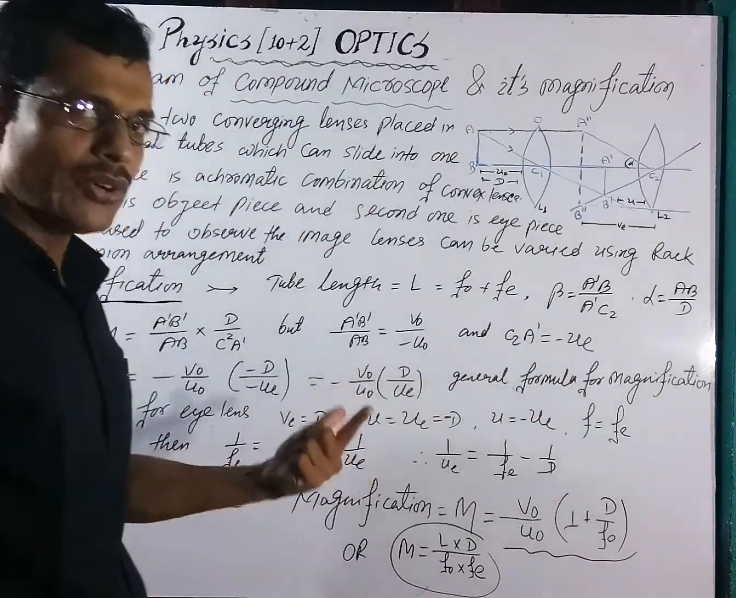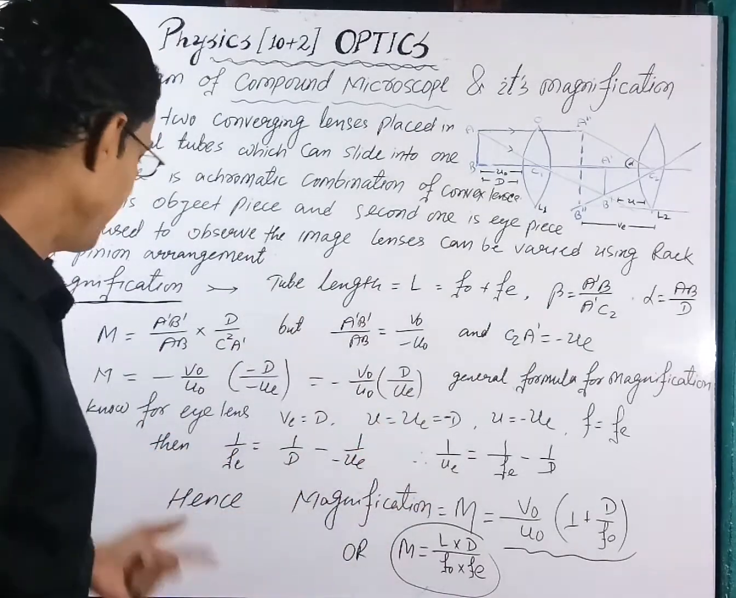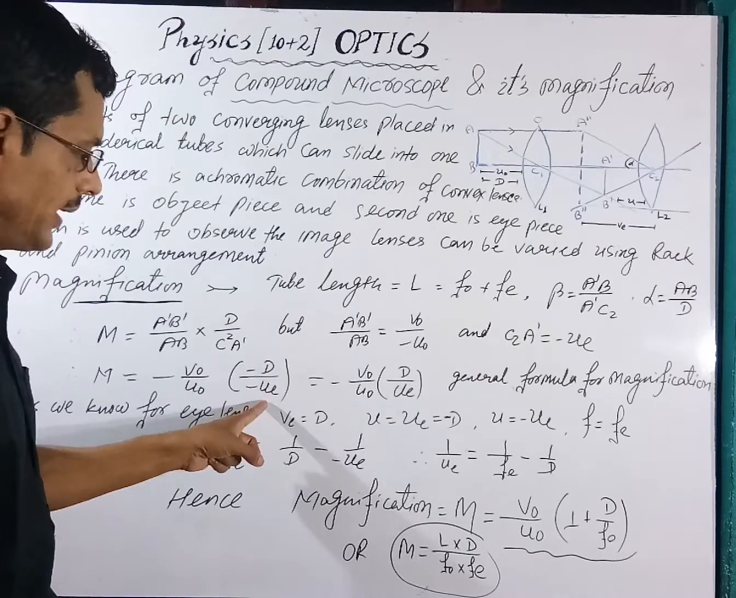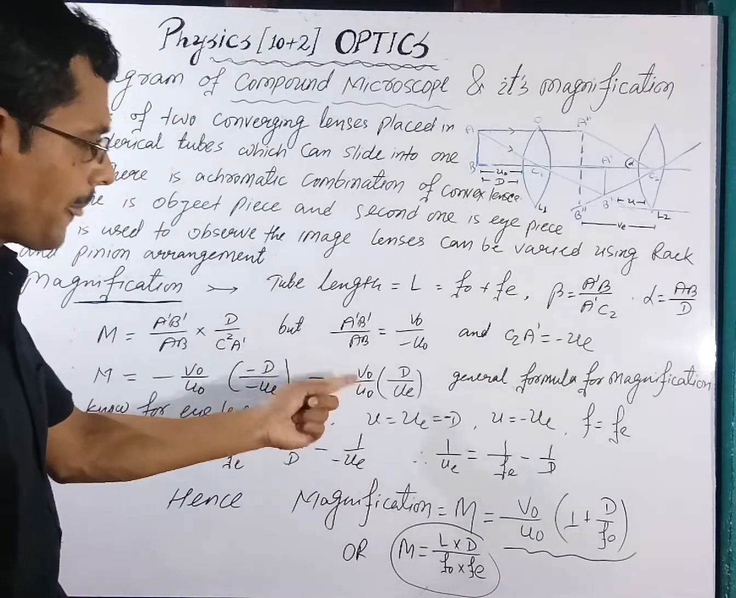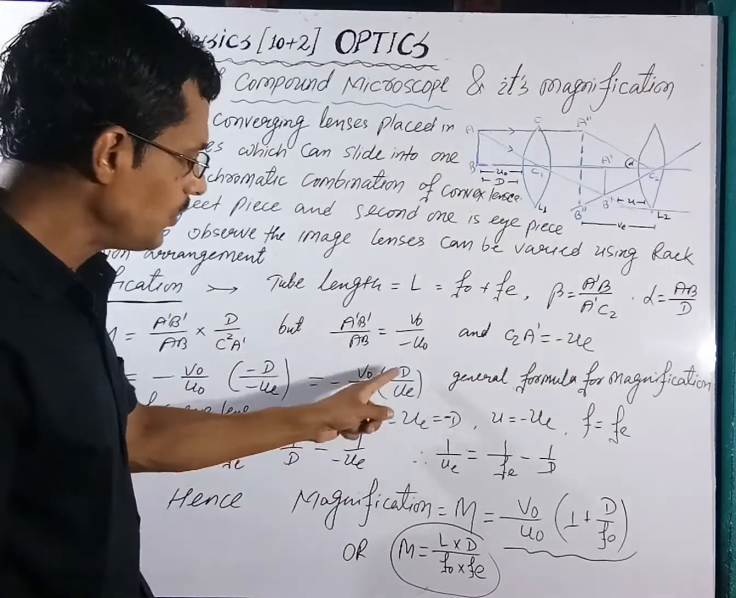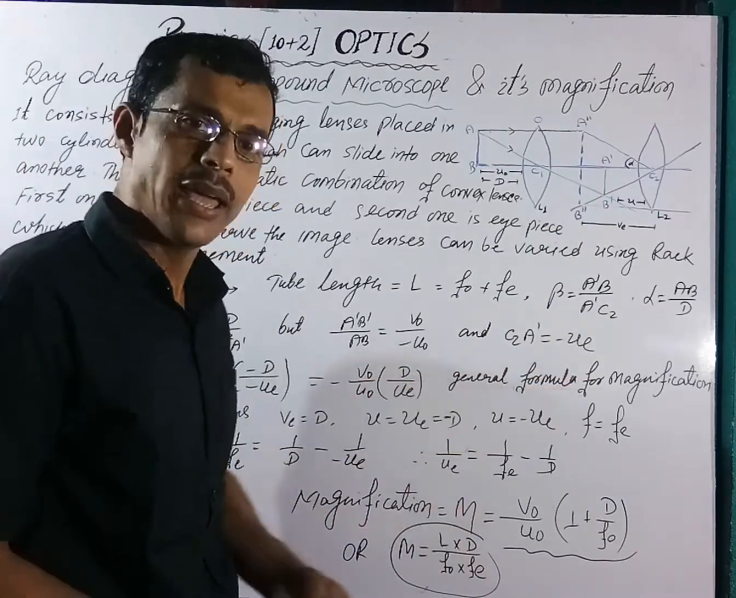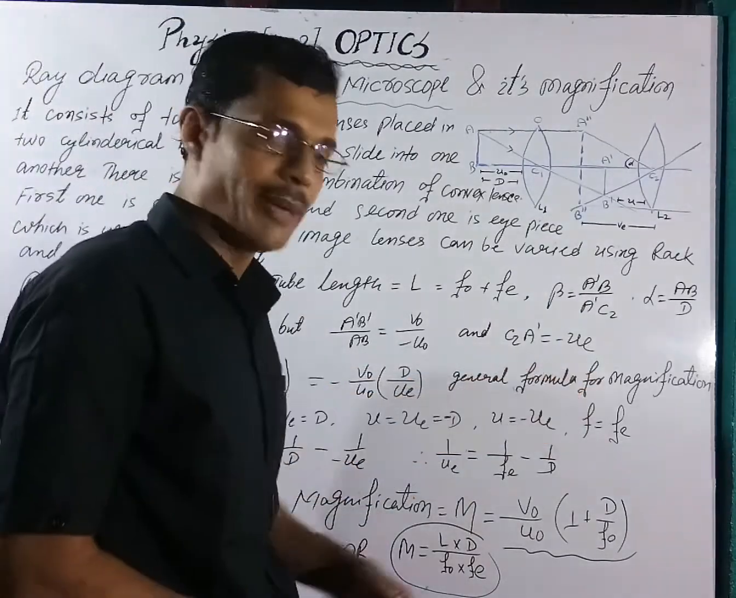Minus, why? You know, object length is always negative. So the magnification equals VO by U into minus D by UE. Again you put V by U into D upon UE. This is the general formula for the magnification. This is the general formula for the magnification.